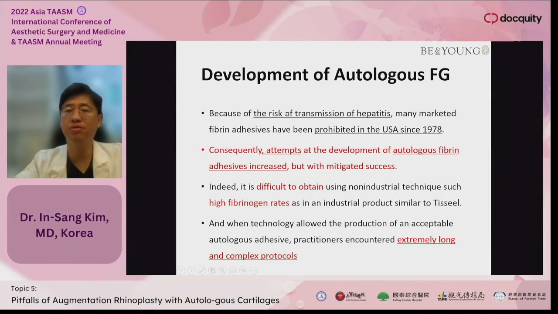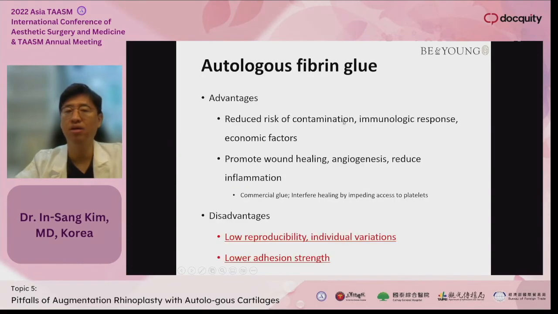So there have been attempts to develop autologous fibrin glue, but it was not very successful because it was very difficult to obtain and usually required extremely long and complex protocols. But there are some advantages: reduced risk of contamination, reduced immunologic response, and some beneficial biologic effects like promoting wound healing. But the disadvantages are very clear: low reproducibility, individual variation, and lower adhesion strength.